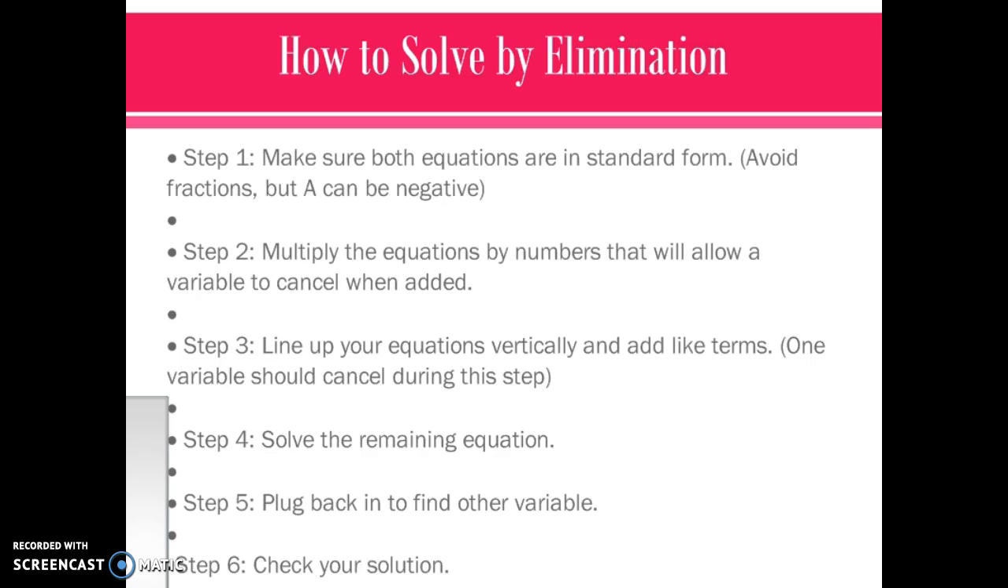Then we looked at elimination. So elimination, one, you want to make sure both equations are in standard form, or at least you want your x's and y's to be on the same side. So you don't want any fractions, but it's okay if your a value is negative as far as elimination goes. Then you're going to multiply the equations by numbers. That's going to allow one of your variables to cancel when you add them. So you need one positive, one negative. Then line up your equations vertically and add your like terms. One variable should cancel during this step. If it doesn't, you've done something wrong. Then solve the remaining equation because you're down to one variable and plug it back in to find the other variable and check your solution.